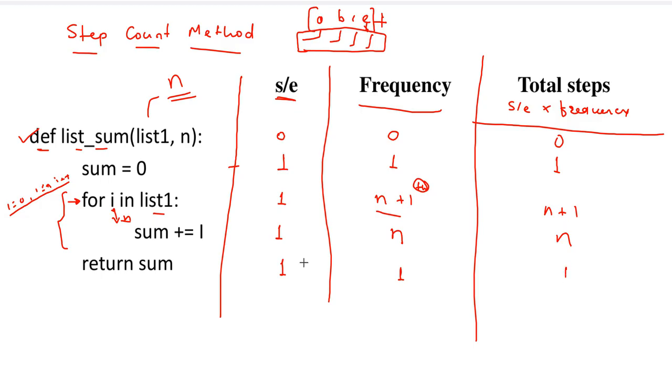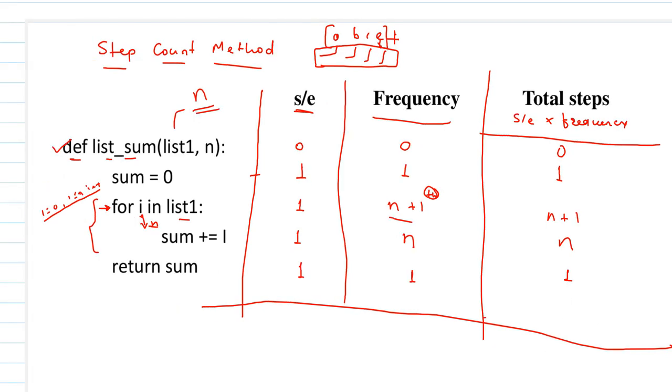So this is again 1, and now you have to sum the total number of steps so that we can get how many steps are needed to execute this. Let me erase some part here so that I can write it. Now you can see, 1 plus n plus 1 is n plus 2, plus n is 2n plus 2, and then plus 1 is 3. So I'll get total number of steps as 2n plus 3. So this is the step count method. In the next video I'll take one more example so that it will help us understand.